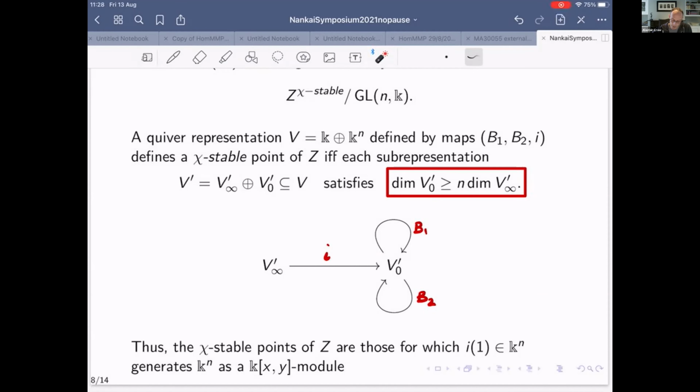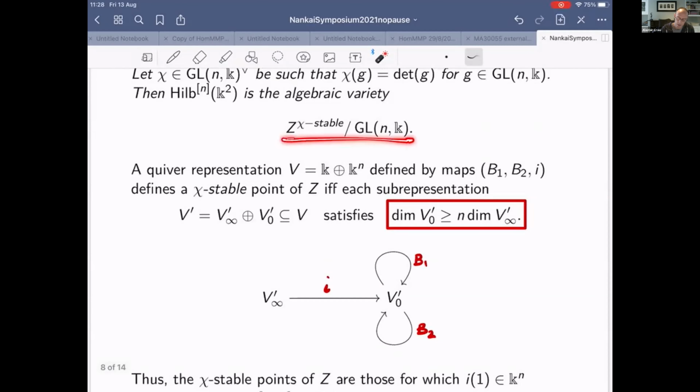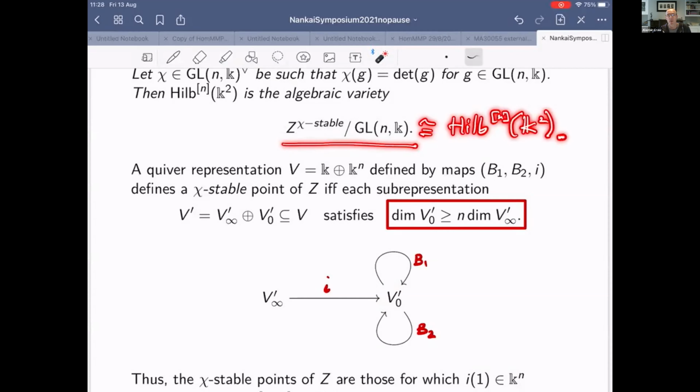And so that's why this set is exactly the set of orbits. In other words, the Kn that was sitting in this vector space here, we mod out by GLn, so now it's V0 again. That data is exactly parameterizing the chi-stable triples, which precisely correspond to points in the Hilbert scheme. So vector spaces V0 of dimension n together with two endomorphisms such that the image under this map I generates the whole of V0 as a kxy module. So that's the proof, that really is it.